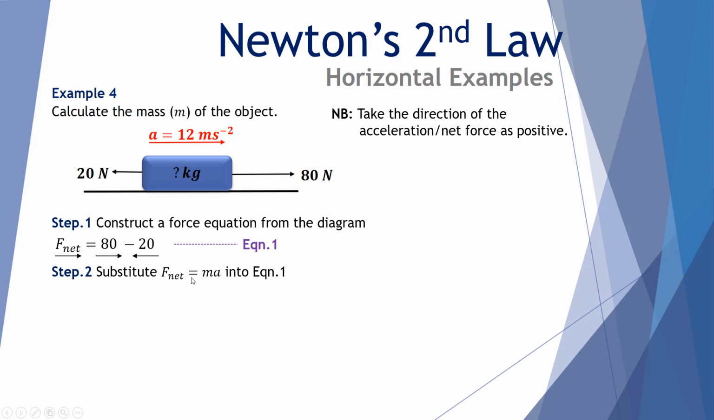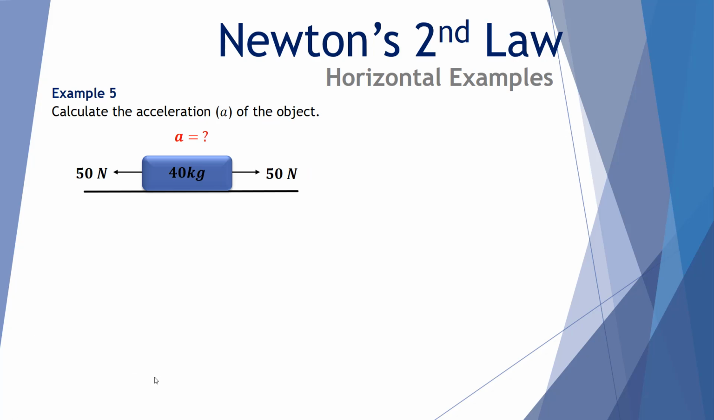Let's substitute in. F net is equal to ma, and we now have ma equals 80 take 60. Substitute our values. M is the unknown, so we leave that variable as the letter m. A is 12 meters per second, and we now are left on the right hand side with 80 take 20, which simplifies to 60. So to find m, we divide 60 by 12, which calculates an unknown mass of 5 kilograms.